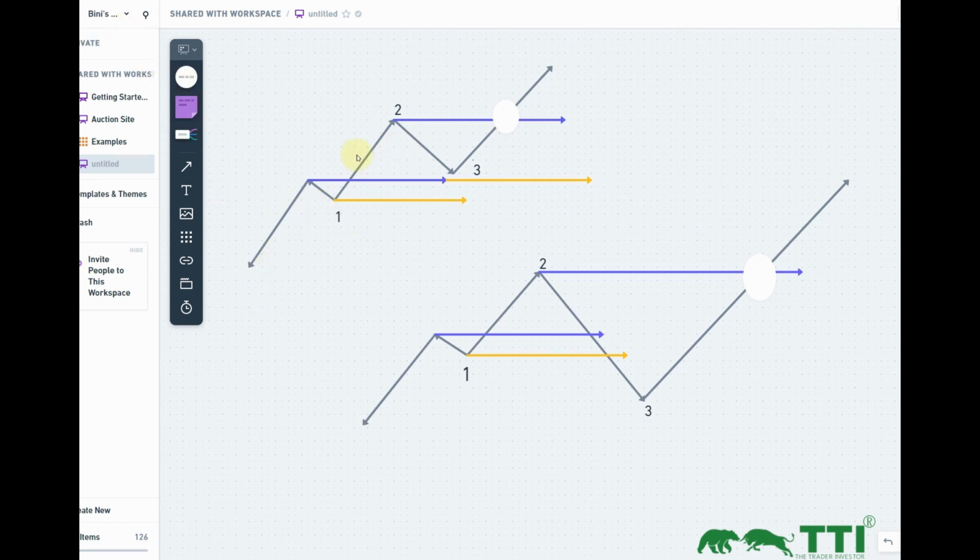But in this continuation, every time you have a pullback, the peak is a potential entry. Not the first time, but when it gets back there. This peak is a potential entry. This peak is a potential entry. When price gets back there, you have your pullback. When price gets back up here, you enter.